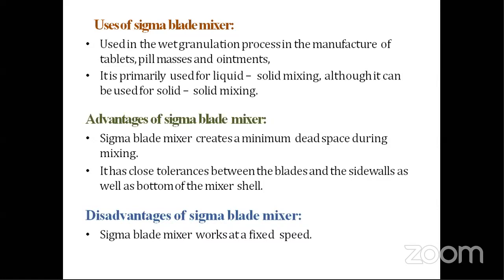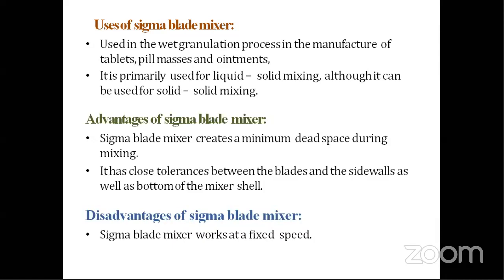If the powder enters in between the space, what happens? The blade is automatically stopped. So dead space helps the powder release in between the two blades. And it also has close tolerances between the blades and side walls, as well as the bottom of the mixer cell.